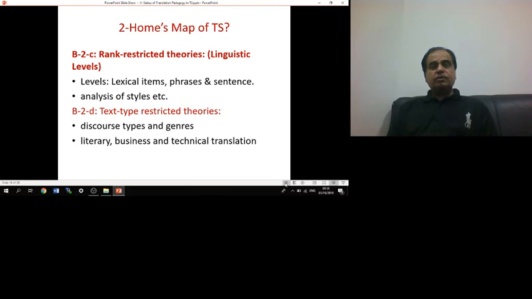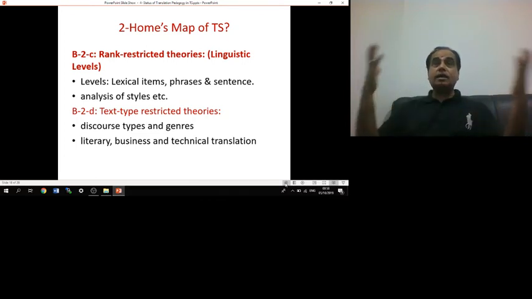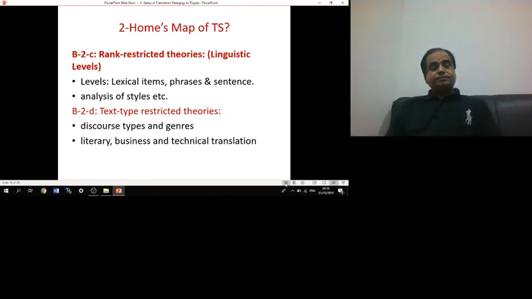And you can also study the phrases, the sentence structure, and the overall style of the language in this regard. So this is very important. Now we can go to the next, which is text type restricted translation theory.